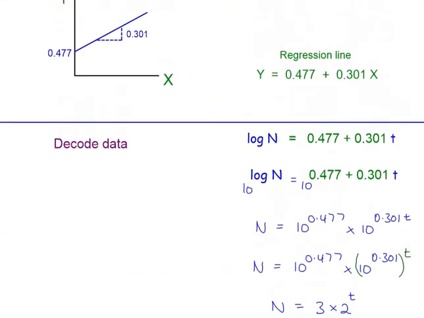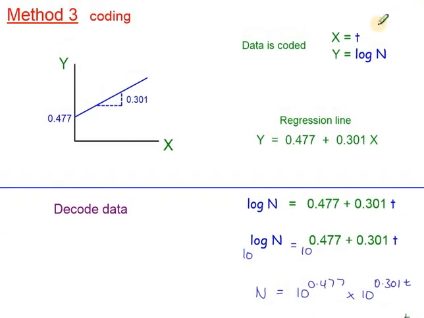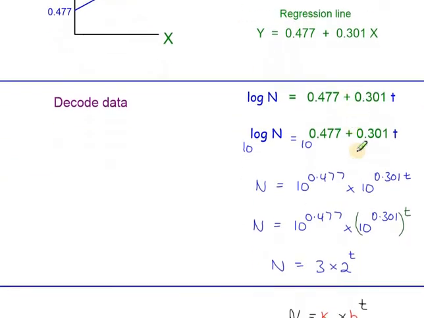Most of the problems in the textbook are like this. They start off by giving you the coding, and they give you the equation of the regression line, and then you decode the data by following this method, and you're doing 10 to the power of to get rid of the log term. You play around with your indices and you work out the constants.